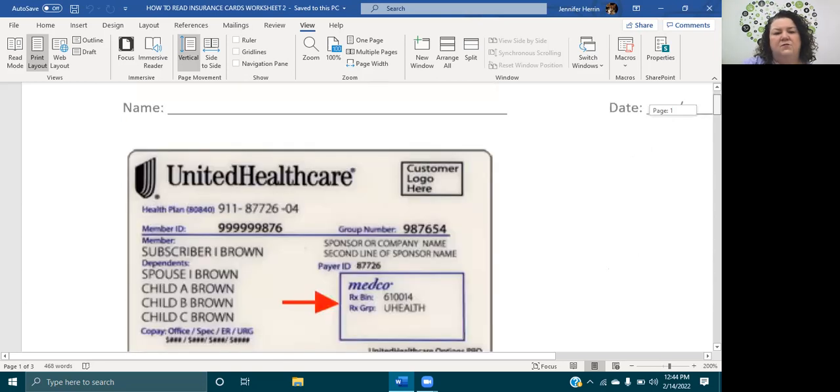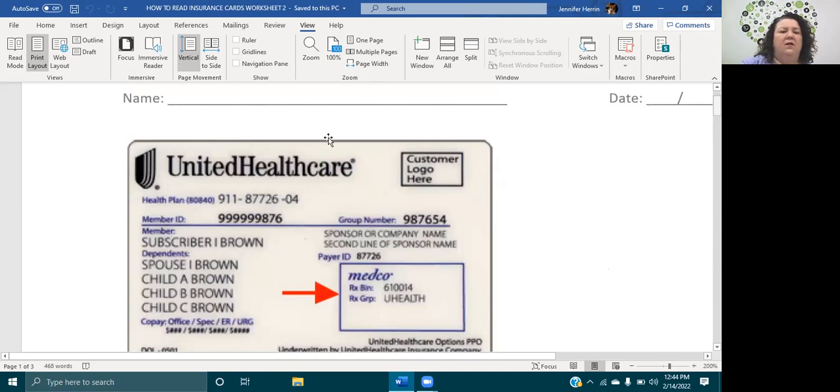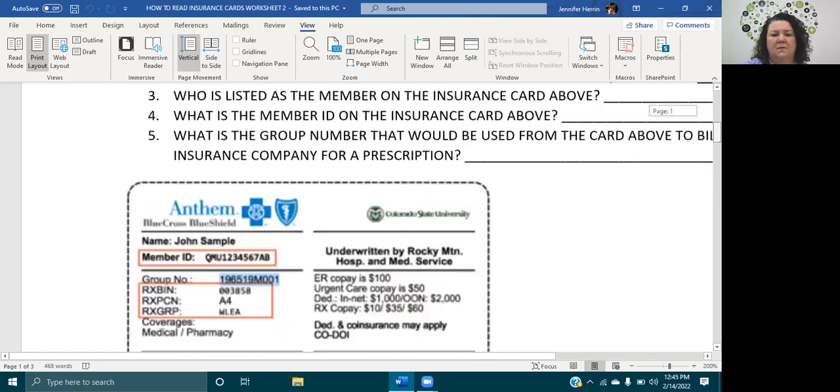If this one asked about a carrier, United Healthcare would be your insurance plan, and Medco is actually your processor or your pharmacy benefit manager. And again, we'll get into that as we get into the chapter 12 lecture. I believe most of these on this one are pretty straightforward.